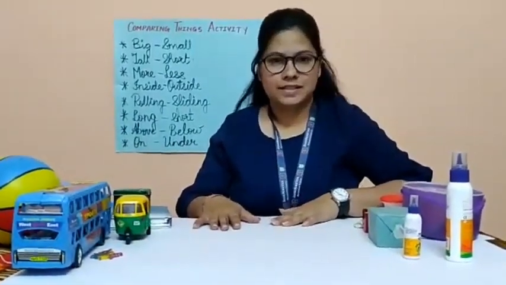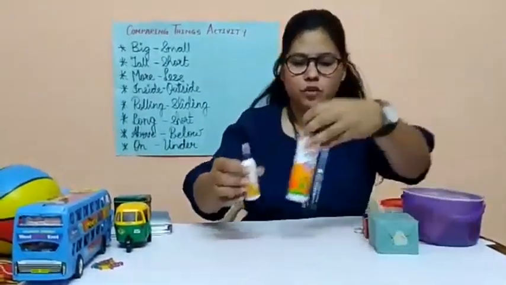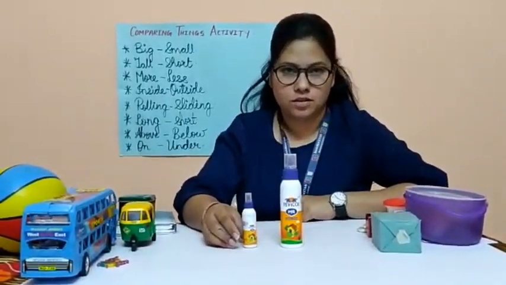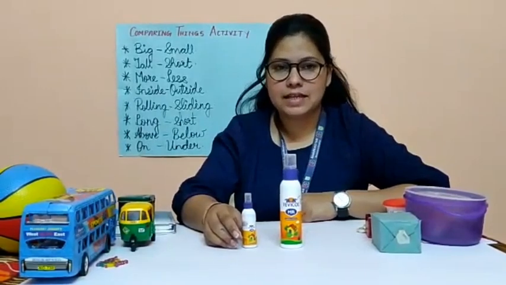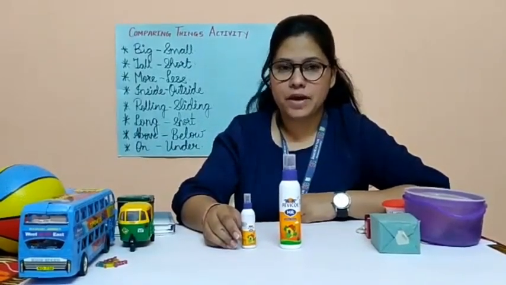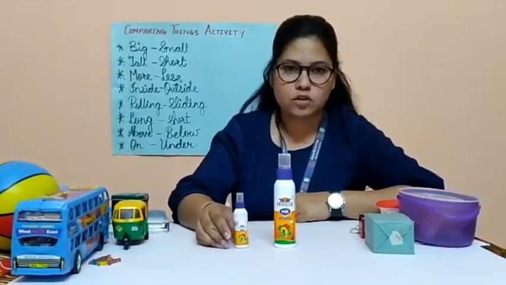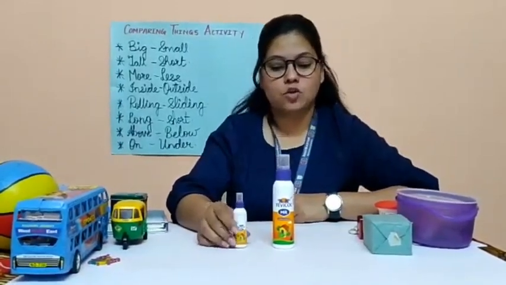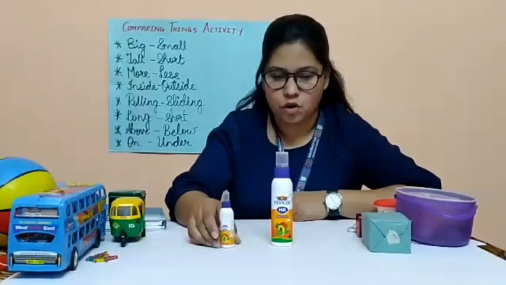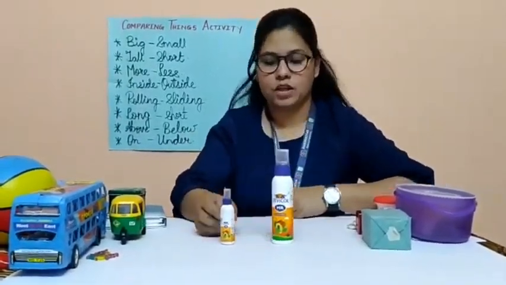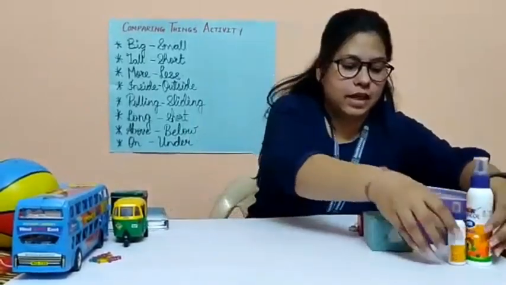Okay, let's start. What you can see, there are 2 Fevicol bottles. We had seen the example before in the comparing things activities of big and small, so we can consider these 2 also. Yes or no? Yes. So this bottle is small and this Fevicol bottle is big. Very good. Let's go with the second one.